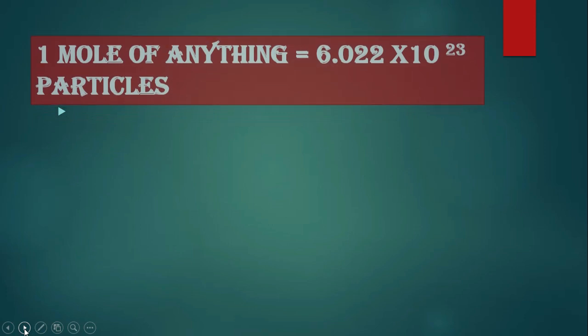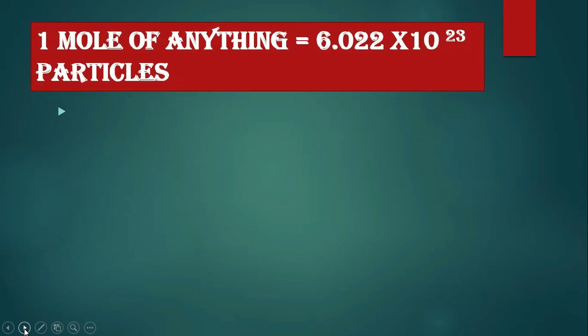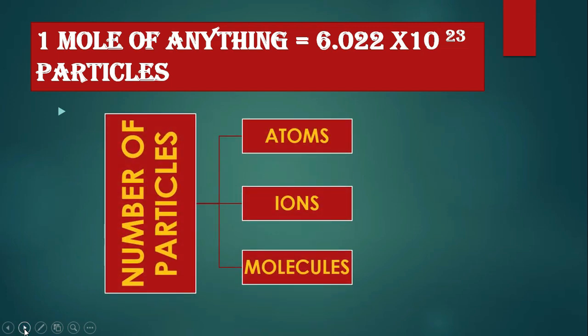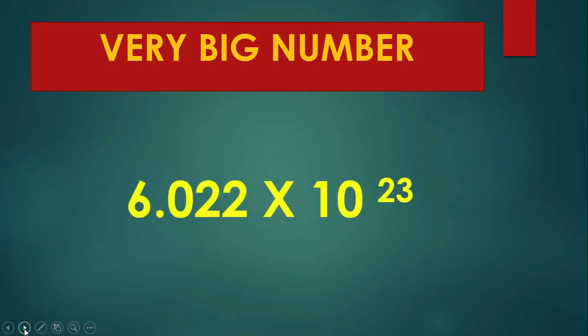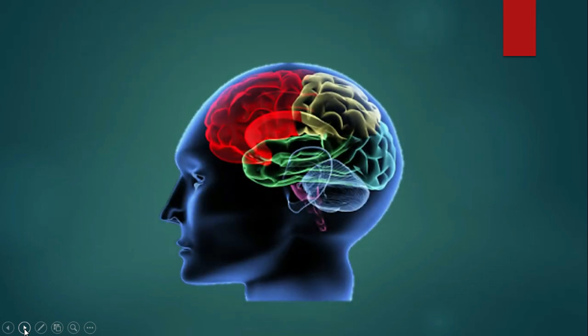Now students, 1 mole of anything is just a number that is equal to Avogadro's number, 6.022 × 10^23 particles. There are 3 kinds of particles: atoms, ions and molecules. Students, do you think that 6.022 × 10^23 is a very big number, not a small number? So students, what is the mystery behind this number?